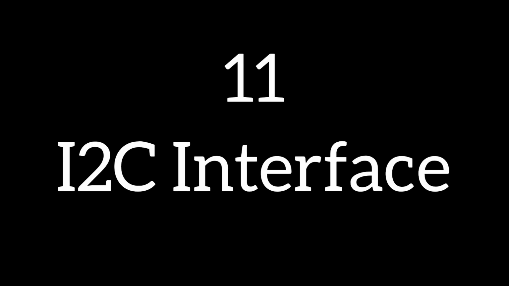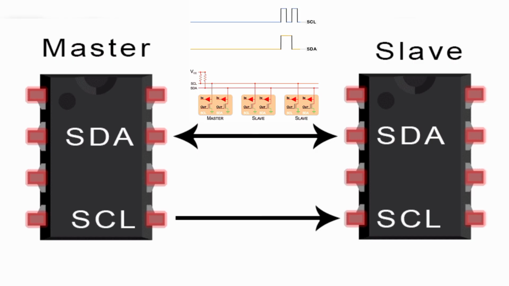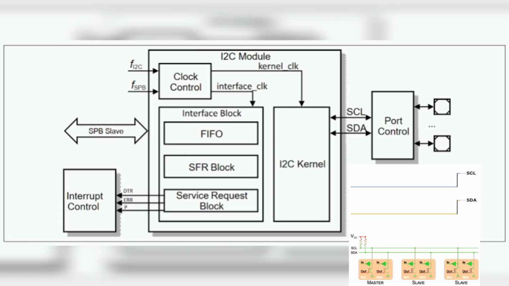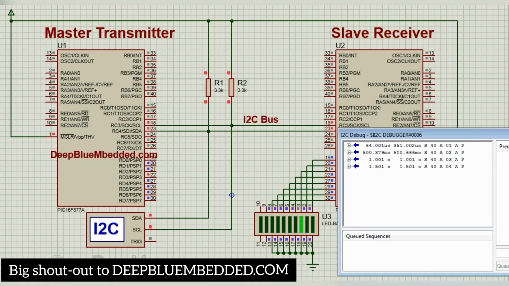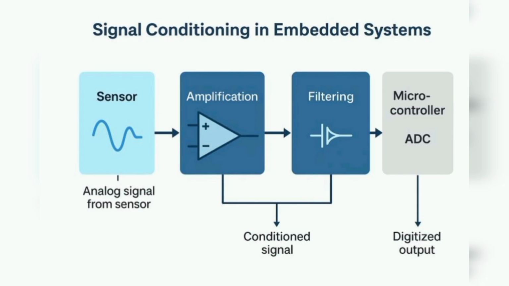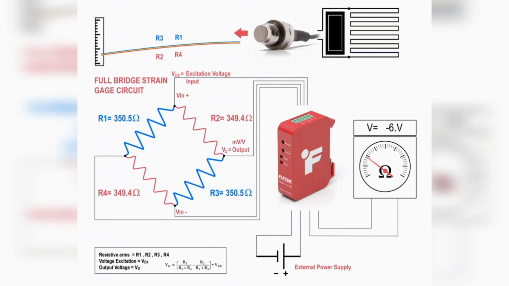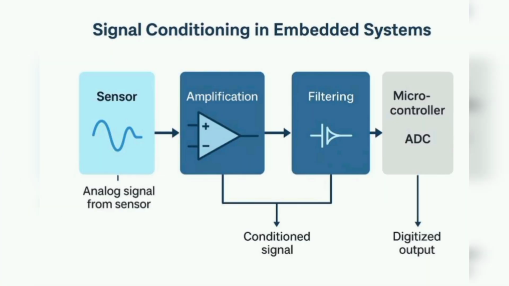Next, we have the I2C interface. The I2C interface is a two-wire bus that is used for many low-speed devices like sensors, EEPROMs, and real-time clocks. It is efficient because multiple devices can share the same bus. Now, when a sensor reads the real world, it often needs a sensor front end, and that may include biasing, filtering, and amplification before the signal reaches the microcontroller.